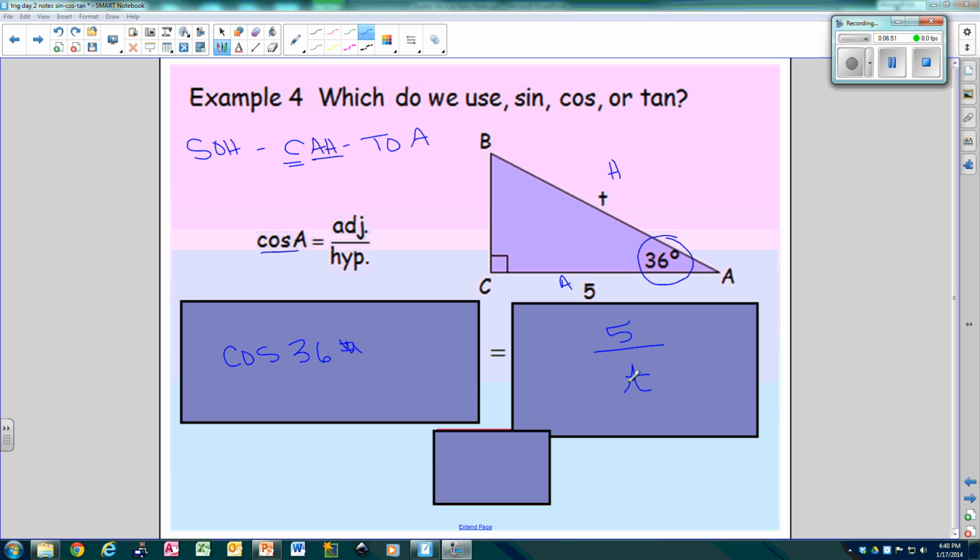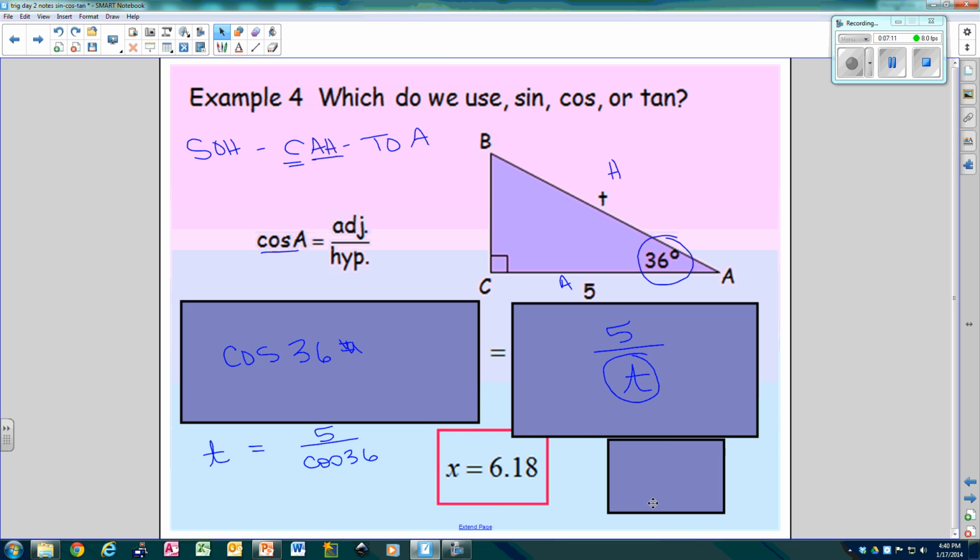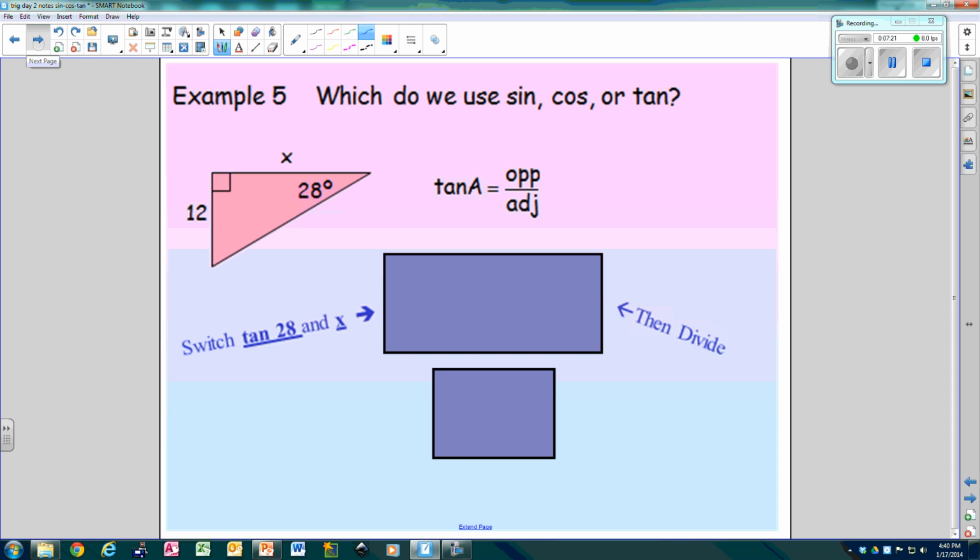is t. Now remember, when the variable is in the denominator, these two guys switch places. So then I would have t equals 5 over cosine 36. So type that in your calculator and you will get 6.18. So this should say t equals 6.18. All right.